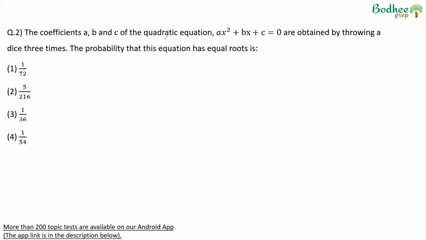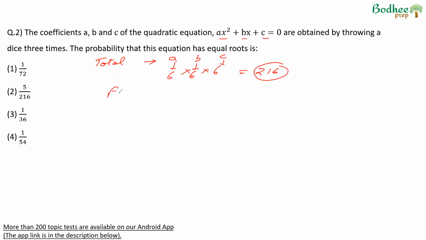The coefficients A, B, C of the quadratic equation ax square plus bx plus c is 0 are obtained by throwing a dice 3 times. The probability that the equation has equal roots. Now, if I look at the total outcomes, A can have any one of the 6 values 1, 2, 3, 4, 5, 6. B can have any one of the 6 values. C can have any one of the 6 values. So total number of combinations of values for ABC will be 6 into 6 into 6, which is 216.